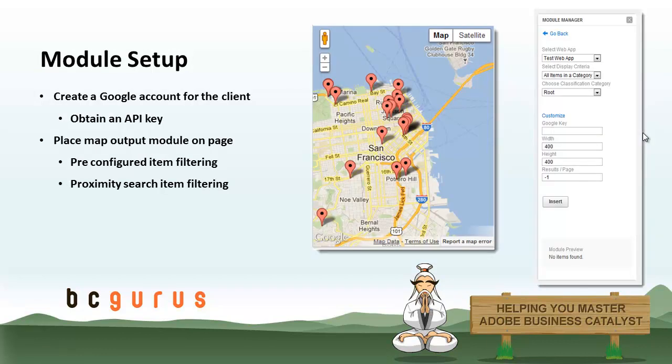Finally, once you have all your items configured and some mapping data associated with each one, we'll talk about your options for actually getting that out onto a page, and that's going to cover the module tags necessary to do that. And you can kind of see a preview of what that's going to look like over here.